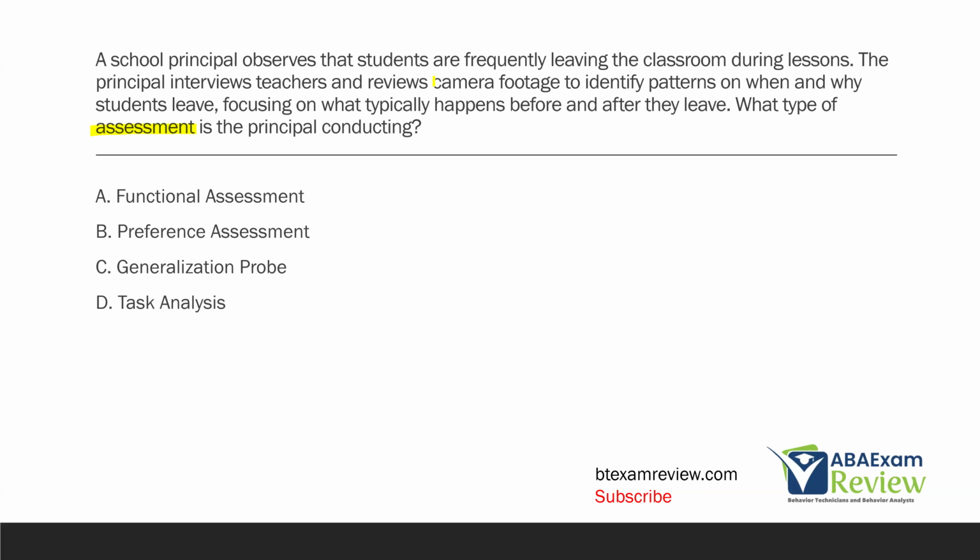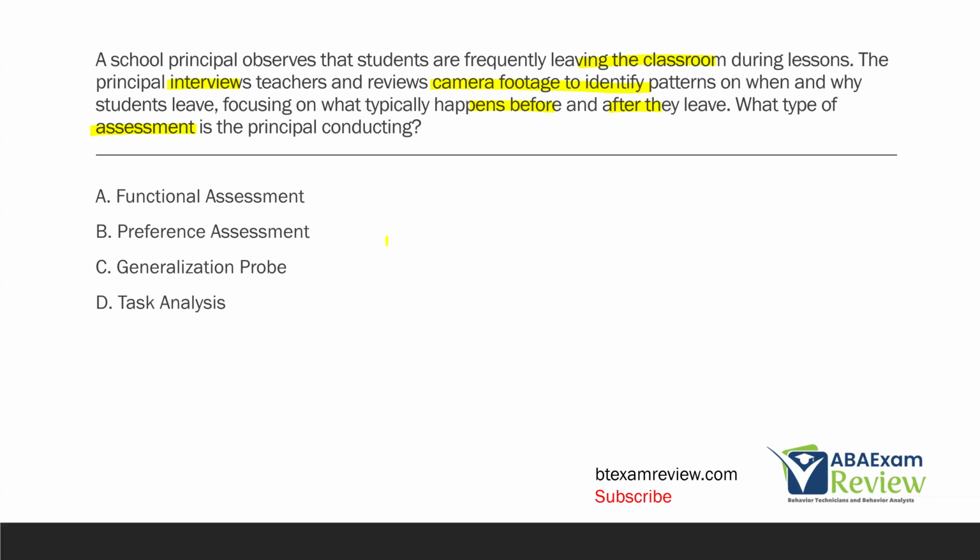In this case, we have a school principal who wants to find out why students are leaving classes during lessons. So the principal takes indirect data with interviews. They review direct data through camera footage, and they're looking at what happens before and after, so antecedents and consequences. So the principal is using antecedents and consequences through indirect and direct measures to figure out why a behavior is occurring. What type of assessment would that be? A, a functional behavior assessment. We use indirect and direct data to determine antecedents and consequences to help us decide why behaviors might be occurring.